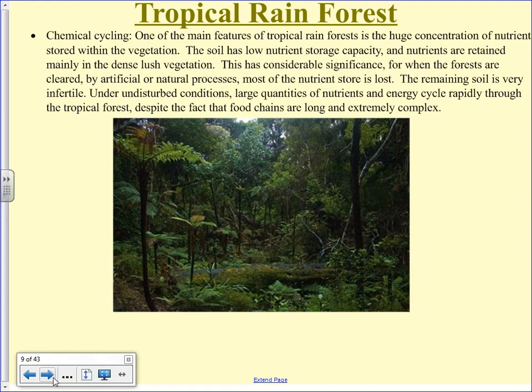All right, so food chains, like we said here just a minute ago, are long and extremely complex. Okay, and obviously there's very dense vegetation and lots of decomposer organisms that help to cycle nutrients very quickly.